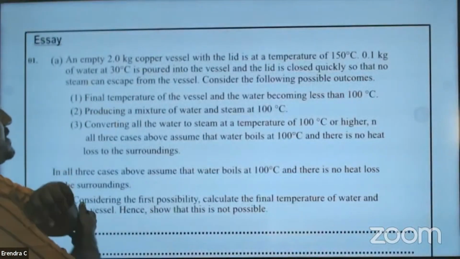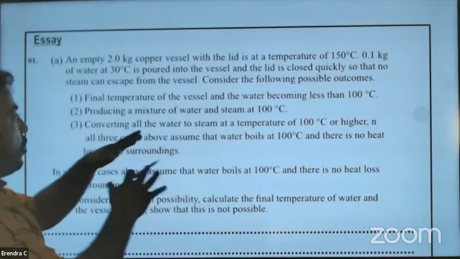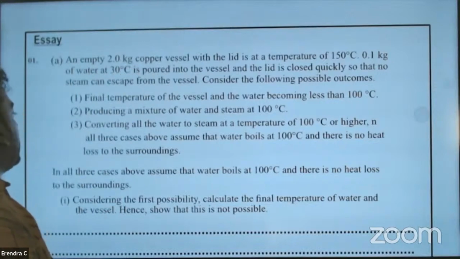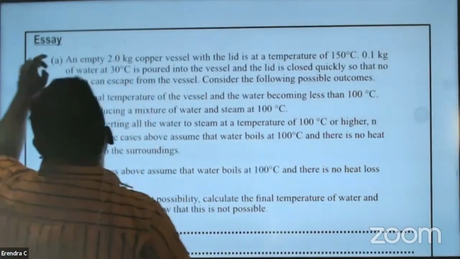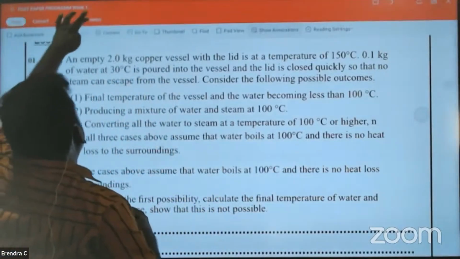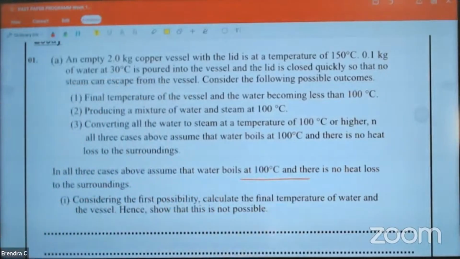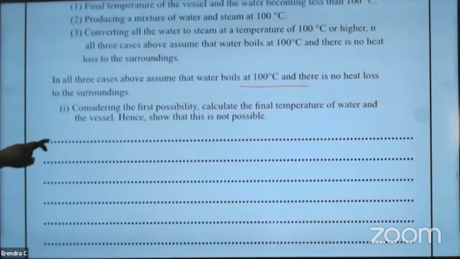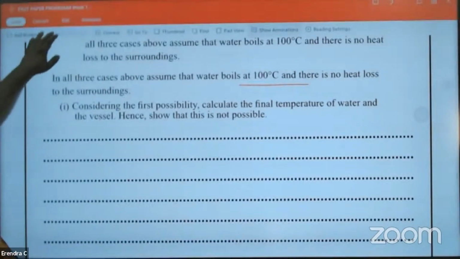Final temperature of the vessel and water become less than 100. Producing a mixture of water and vapor at 100. Converting all the water into steam at 100 or higher. Assume that water boils at 100 degrees Celsius, and no heat lost to the surroundings. Okay. I think we can do this here. Consider the first possibility. What is that? Becoming less than 100. Let's see.